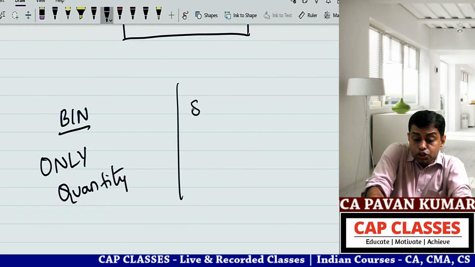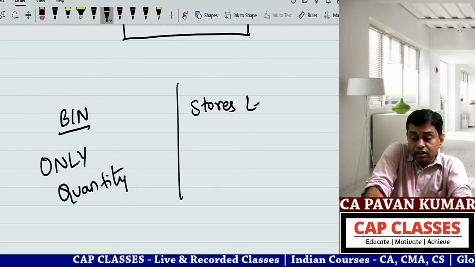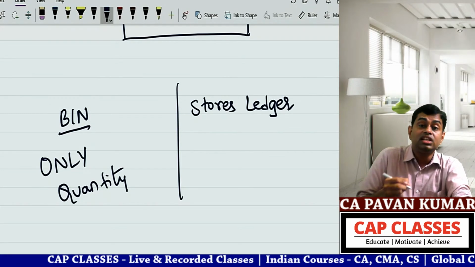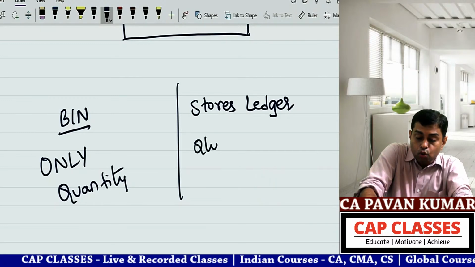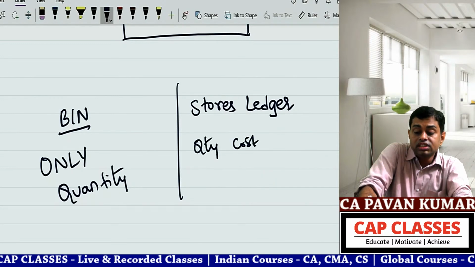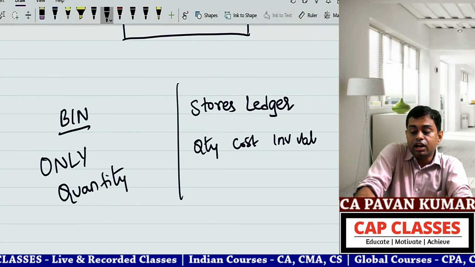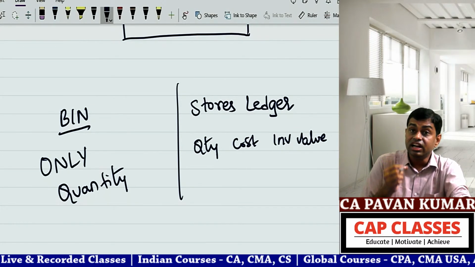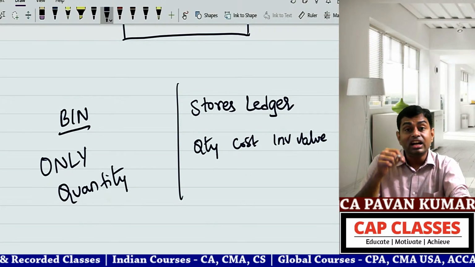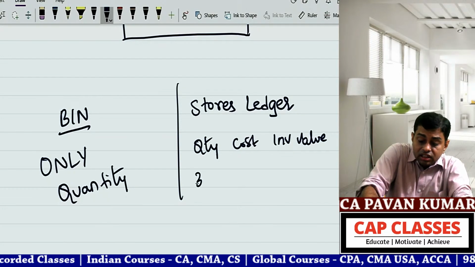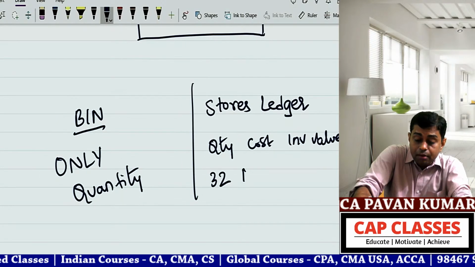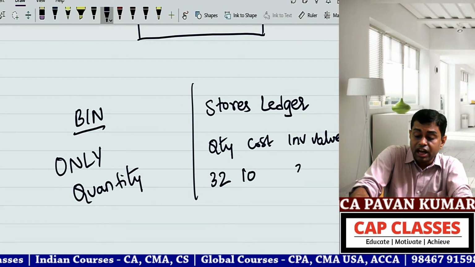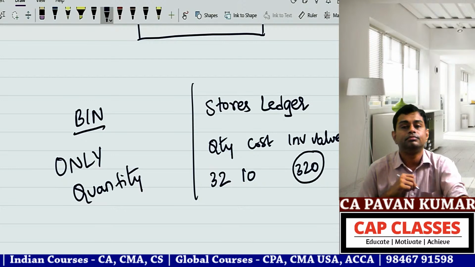But this stores ledger comprises quantity, cost and inventory value. It will contain quantity, cost per unit, and inventory value also. So I have 32 tablets. Each tablet is 10 rupees. So this value is 320.